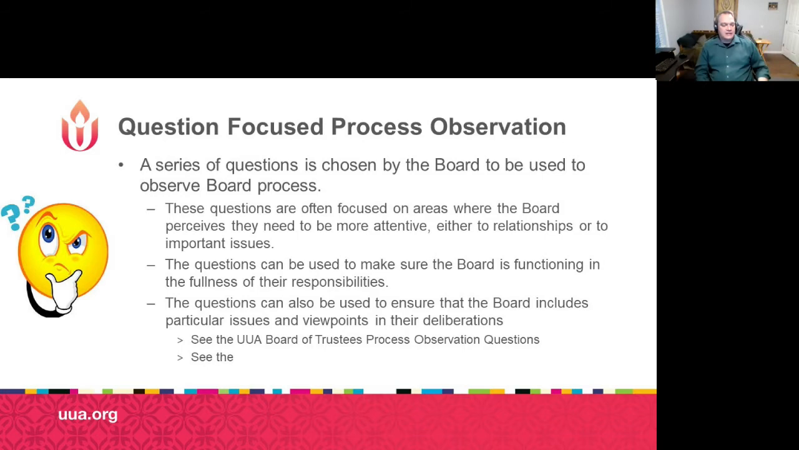Was there equity in the relationship with the staff? Did we engage in questions of equity in how we made decisions, or how we voted on things within the board? Was there space for viewpoints that were not in the majority within the board? That's one kind of question. That's one question that works well as a process observation question.